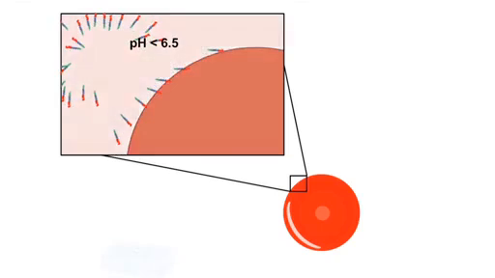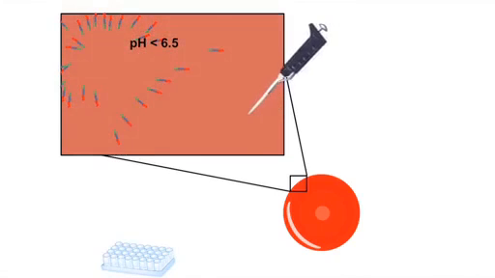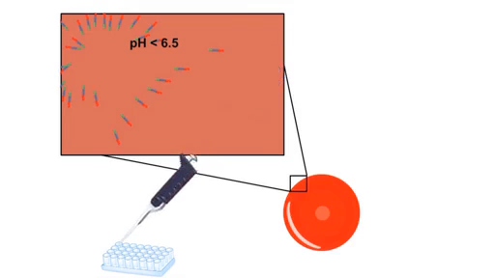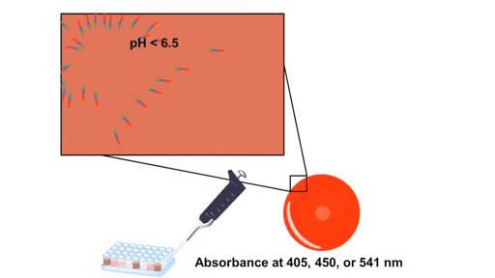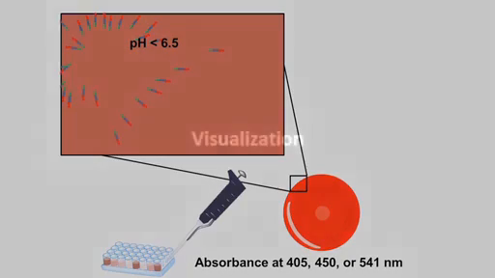membrane, releasing hemoglobin. The hemoglobin may then be isolated from the red blood cells and spectrophotometrically quantified by absorbance at 405, 450, or 541 nanometers. Higher absorbance values will correlate to more potent endosomolytic behavior. This can be visualized by time-lapse microscopy.